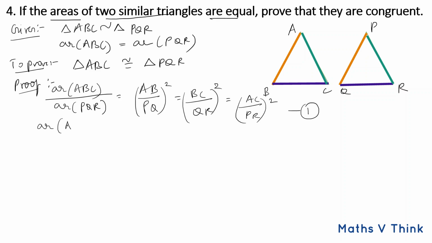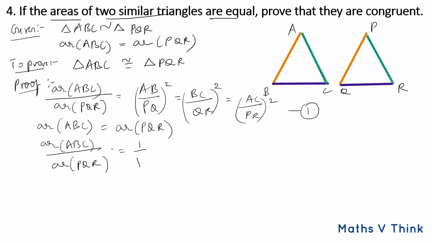Now I'll be taking the given part, nothing but area of ABC is equal to area of PQR. So I'll be taking division by this PQR. Area of ABC divided by area of PQR equals 1 by 1. When you cross multiply this, we are getting the previous step. Okay. So let this be 2.